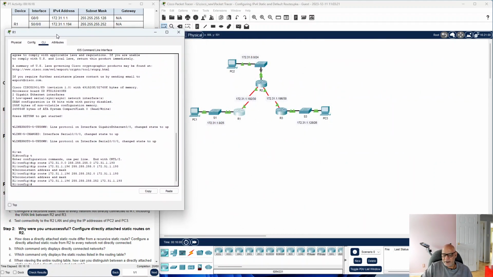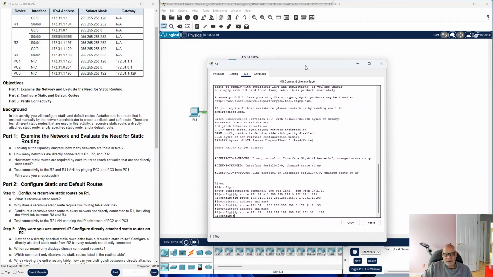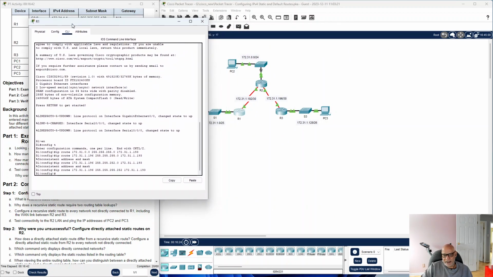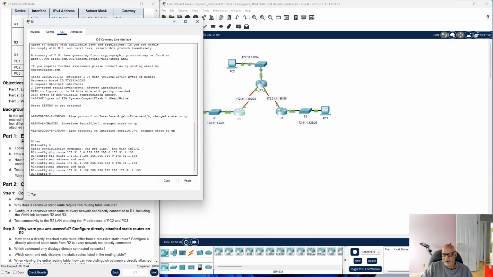Now, third network. We'll bring it here. The third network is this 172.31.1.128 with a 26-bit subnet mask. The subnet mask is 255.255.255.192. Okay, again, the gateway will be the same.